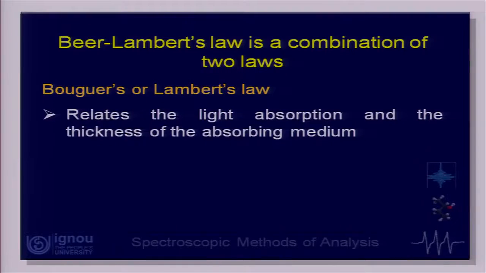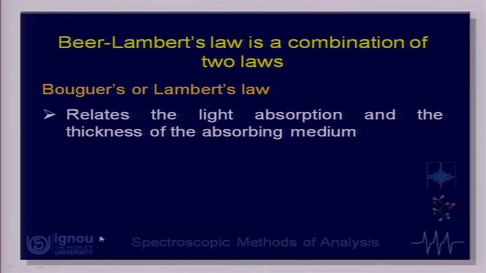Essentially, the principle of spectrometry comes down to understanding this Beer-Lambert's law, because that is the most crucial law to be understood. Then what is this Beer-Lambert law? Let us see that. The Beer-Lambert law is a combination of two laws. One is called Beer's law, the other is Lambert's law. Chronologically speaking, Lambert's law, or the Bouguer-Lambert law, came prior to Beer's law.